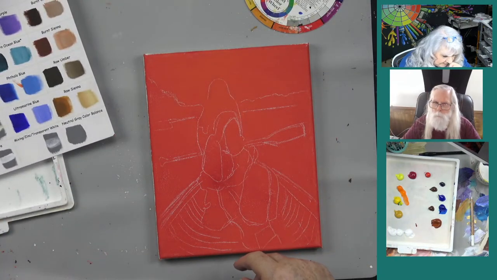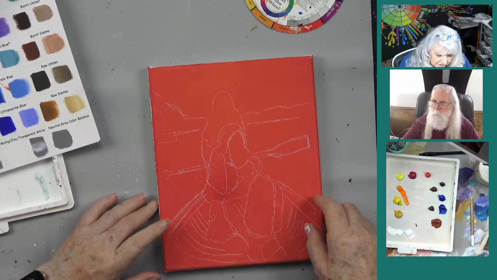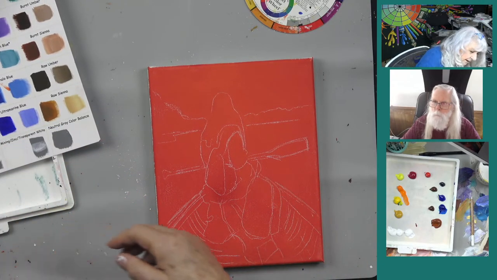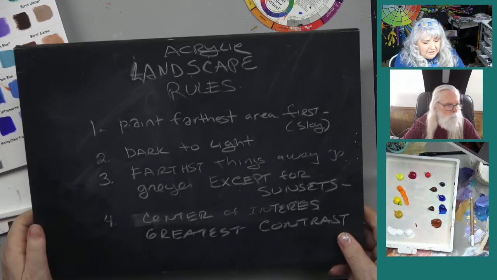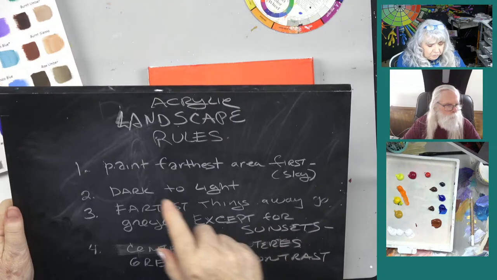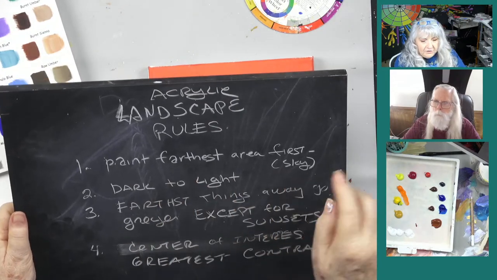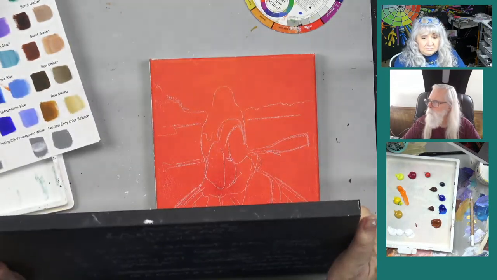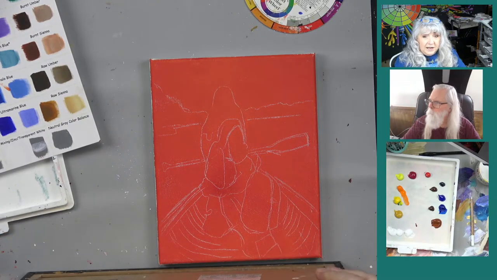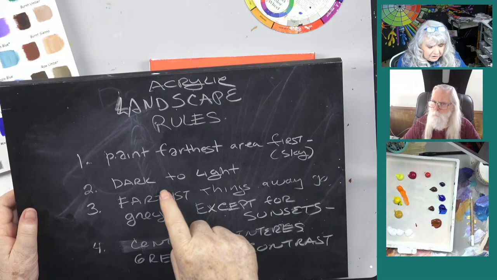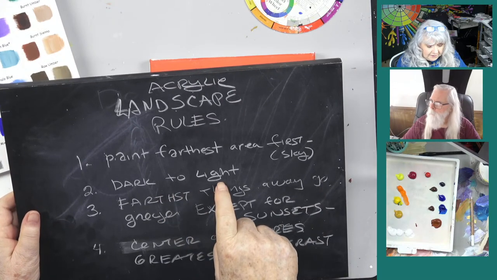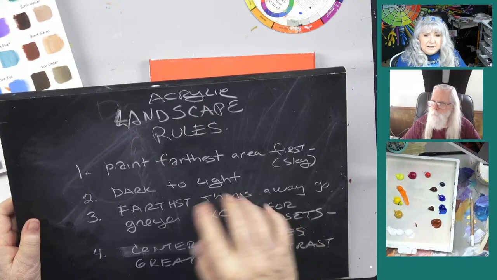Now, so let me get out my list here. Okay. So, landscape rules. Rule number one is you paint the farthest thing away first. That's just kind of how you have to do it. Farthest thing away first. And you paint from dark to light, okay? Unless you're doing sunsets, which is different.